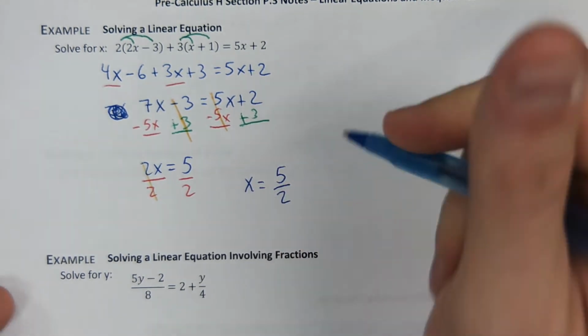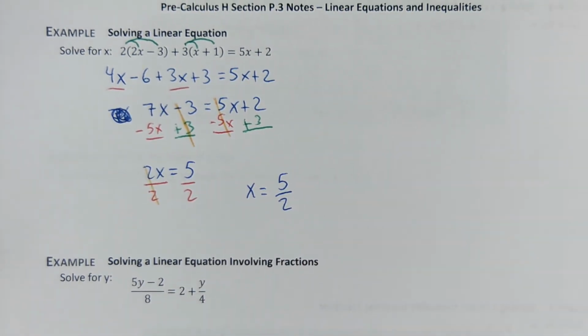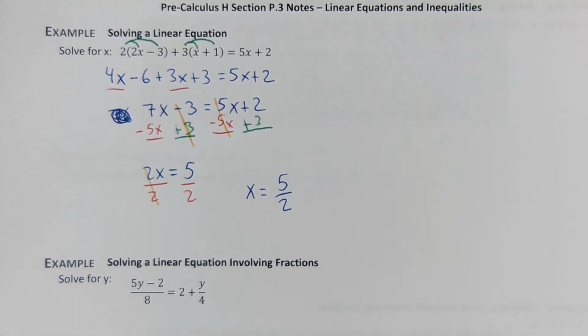Fractions are our friends. Could I call that 2.5? I could. I'm not going to. I'm going to leave it as 5 over 2. A lot of math is much easier to do with fractions than it is to do with decimals. So fractions are our friends.